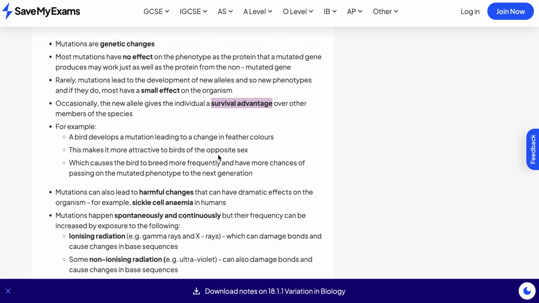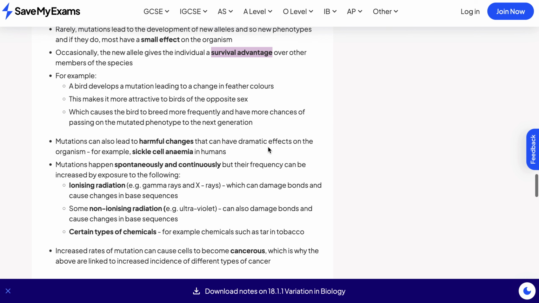For the bird that has changed its color, such a bird will now be more attractive to birds of the opposite sex. The feather color has been mutated, and this has made the bird more attractive, and there will be more mating and more fertilization taking place as a result of mutation. So we can say that mutation leads to more random mating, more random fertilization, and more random attraction, and so on.